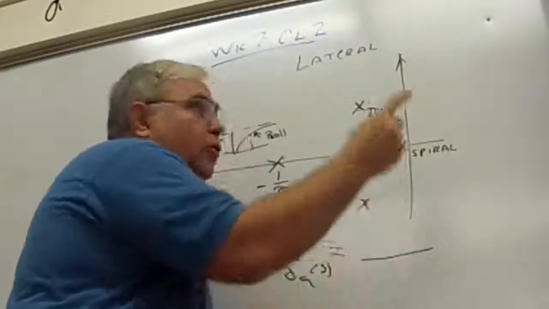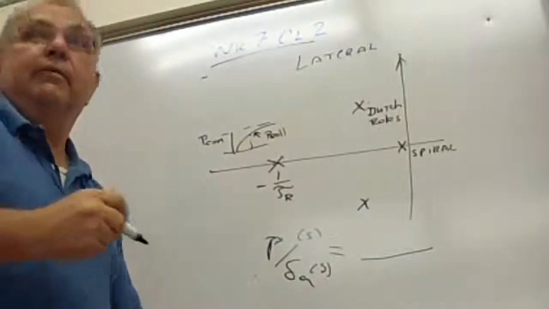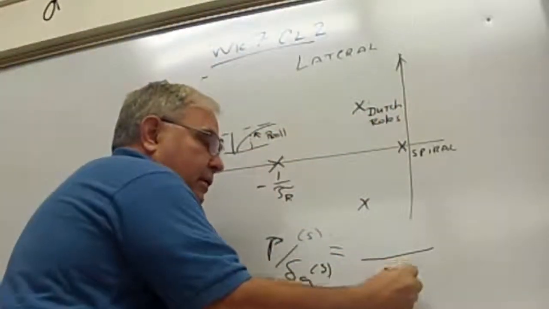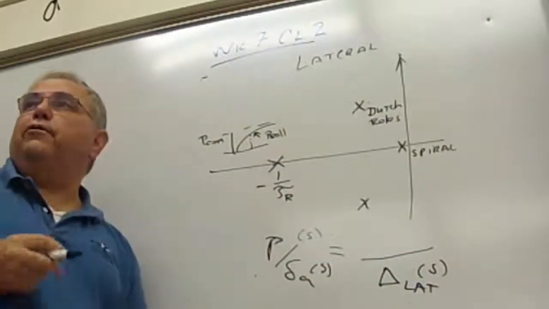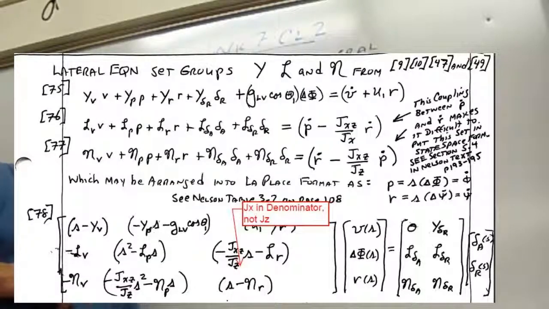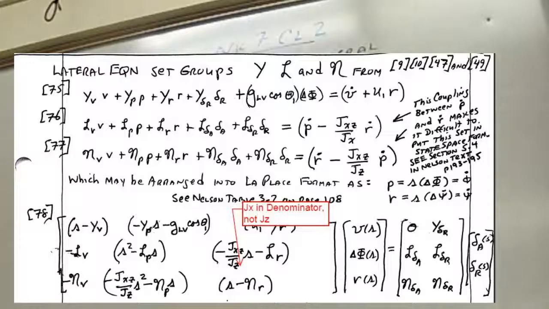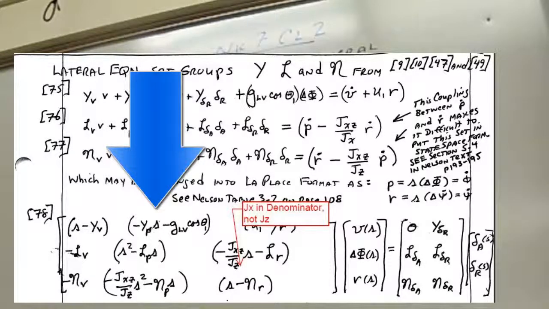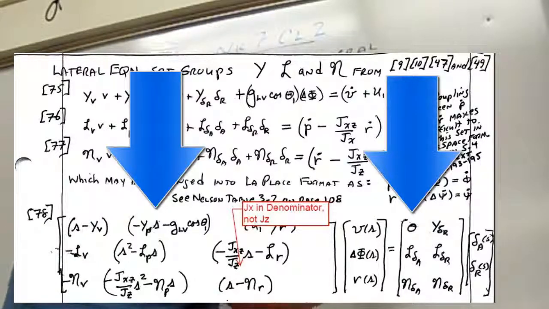Well, I take the determinant of the left side of equation 78, and I call that del lat. It's going to be a fourth or fifth order polynomial in S. How do I get the numerator? Take phi. So I would replace the second column with the first column there, the delta A, and that would give me phi of S, which would be n phi delta A of S.